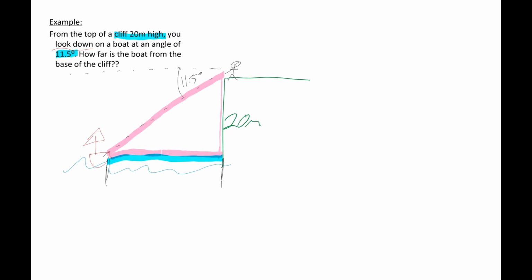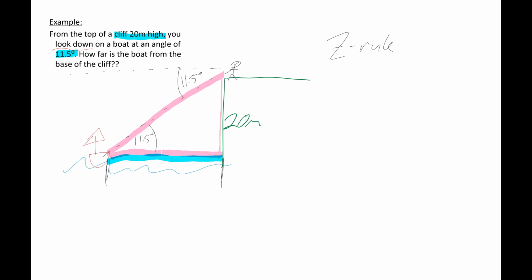Now, I could remember back to year 7 and remember something called the Z rule, and know that this angle that's given to us, 11.5 degrees, is also here, because we have parallel lines, and those angles are alternate angles. I like to call it the Z rule because there's a Z there.